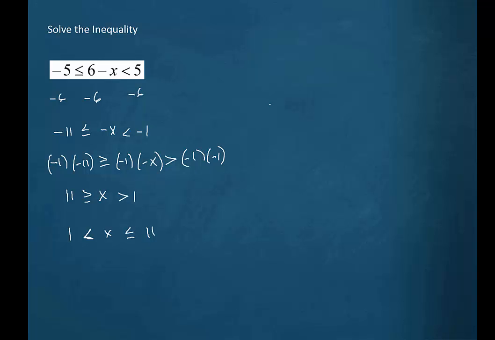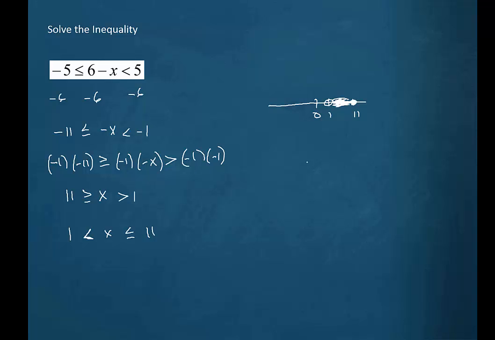We could also graph it, and we would do that by locating 1 and 11 on the number line. We're going to put an open hole at 1 since it only says less than. It doesn't say equals. And then we would put a closed dot at 11 since it does say equals. And we would then shade that region in between.